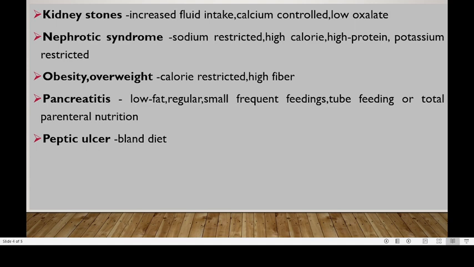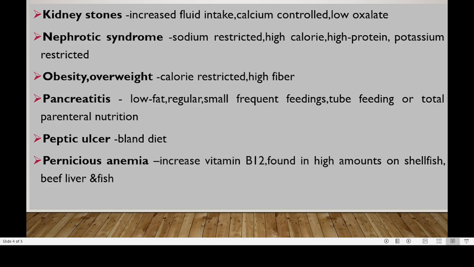Next, you have peptic ulcer disease, and in peptic ulcer disease this one is a bland diet. With the bland diet, we say foods that are easy to digest. Also common for patients recovering from surgery and conditions that affect the GIT. Those are the conditions that you need to consider.